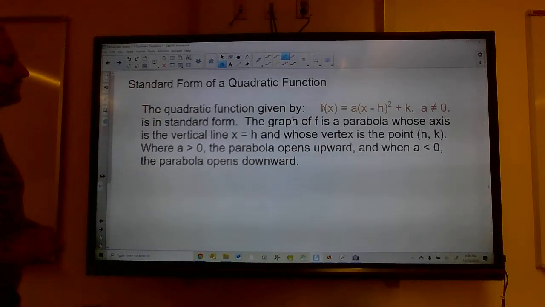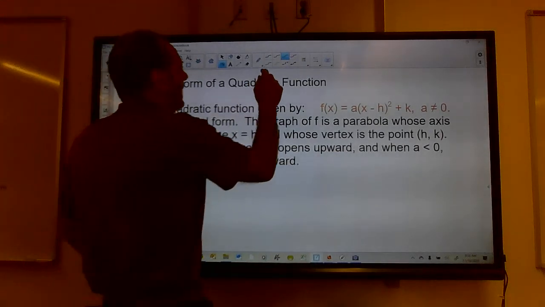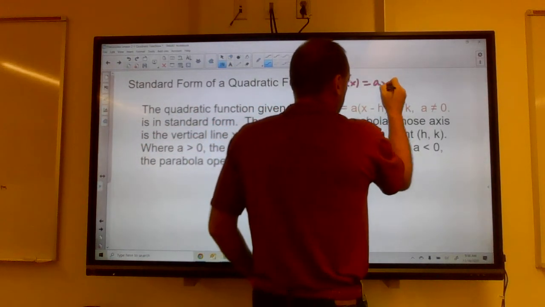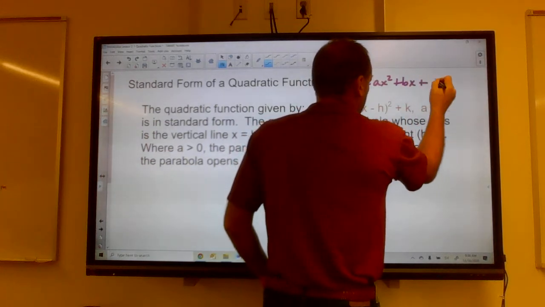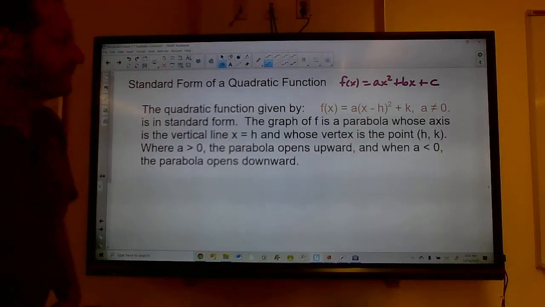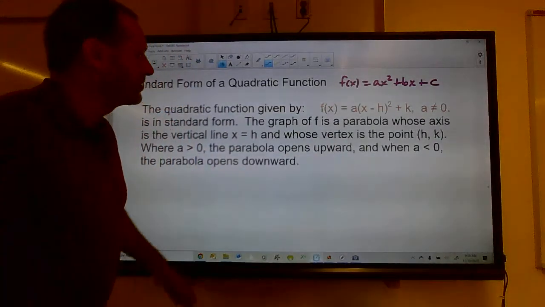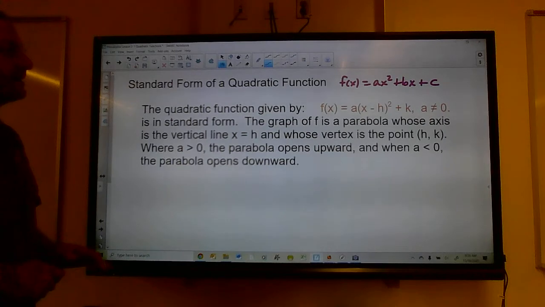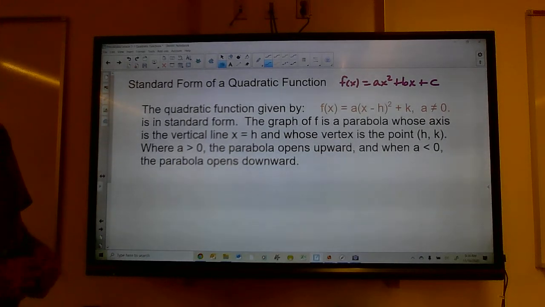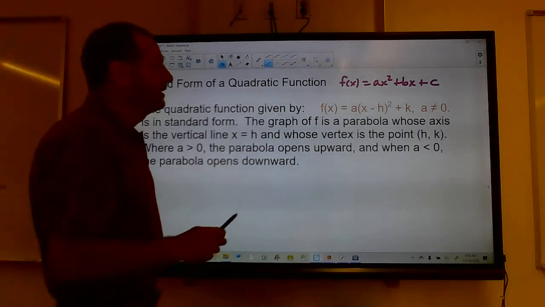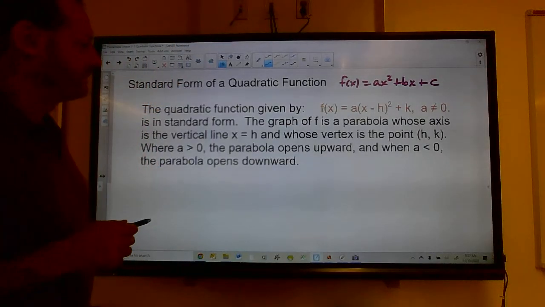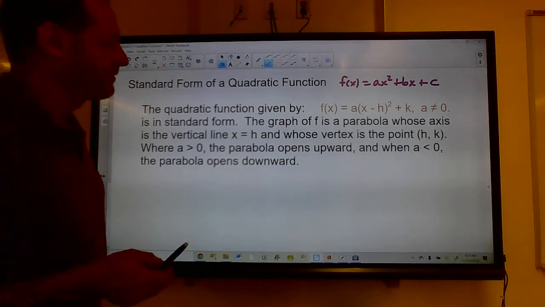This is called standard form. So this is another equation. So remember we had this, f of x was ax squared plus bx plus c. That's an equation for a quadratic function. Well, this is also an equation for a quadratic function. And this is nice because it has the vertex built into it. Okay, so hk is the vertex. So if I know the vertex, I can just write the equation.